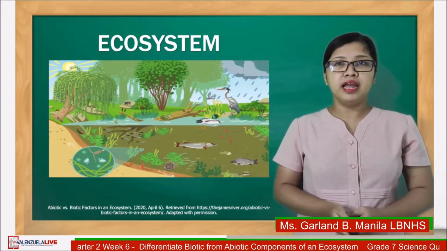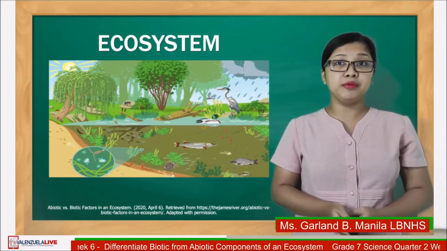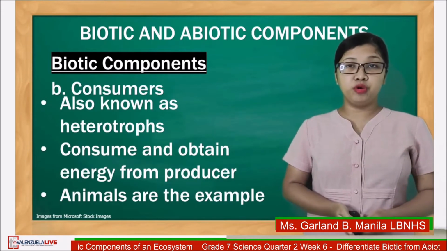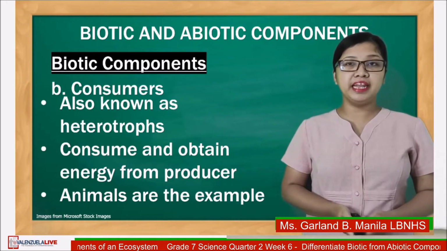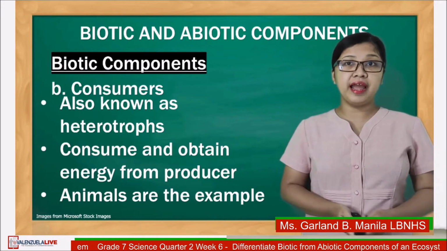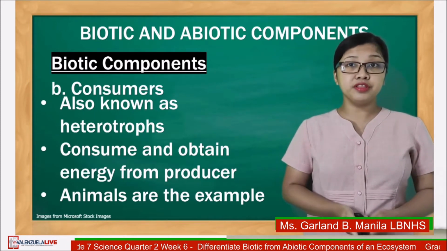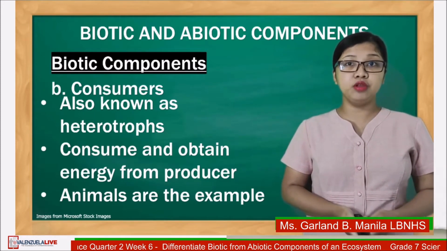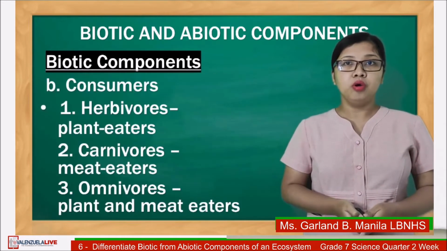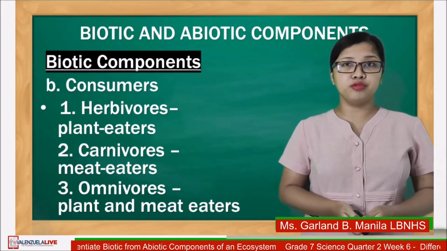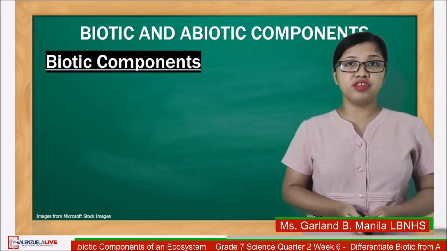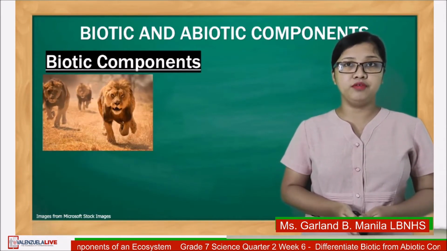Our ecosystem is basically made up of objects and organisms. Next is consumers or heterotrophs, which obtain energy from producers or other consumers. Most consumers are animals. Consumers may be further classified as to whether they feed only on producers, known as herbivores, only on other consumers, known as carnivores, or a mixture of producers and consumers, known as omnivores.